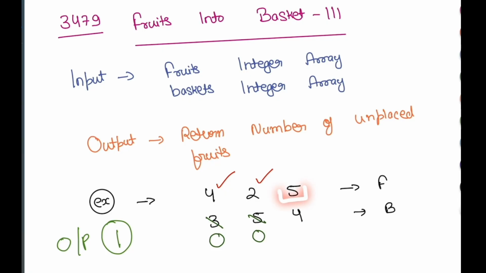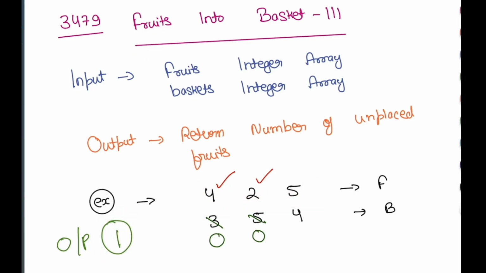Now let's talk about this particular fruit which requires a capacity of 5. It has a capacity of 0, it has a capacity of 0, it has a capacity of 4, which is still less than 5. So this cannot be placed. The moment we found a fruit which cannot be placed, we will change the output from 0 to 1. Now we are done processing all the fruits and the final output is 1.